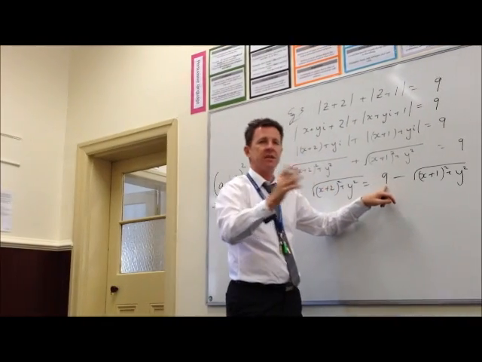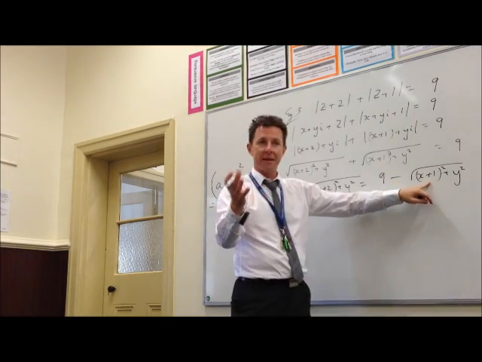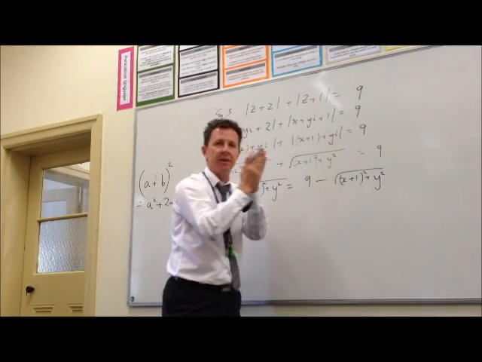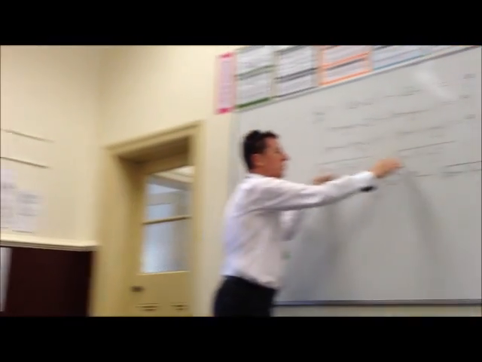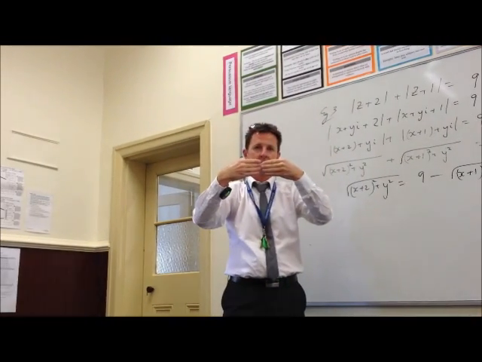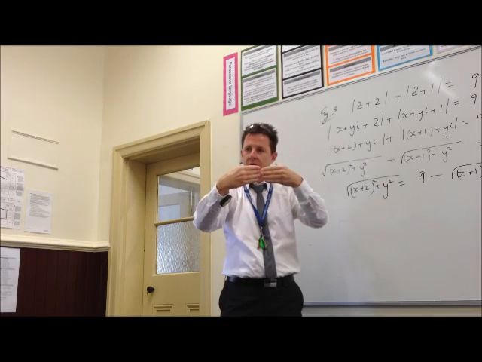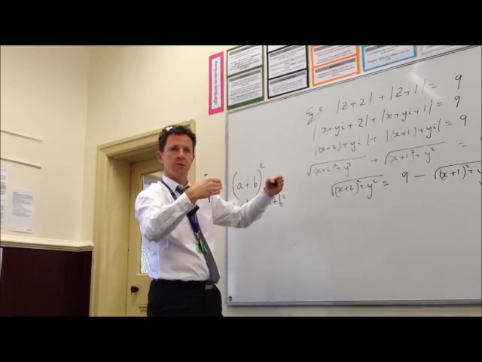Because when you square this, that's okay. When you square that, that's okay. When you put them together, you get 9 square root, which is a hell of a lot better than square root times square root. See the difference between the two lines?